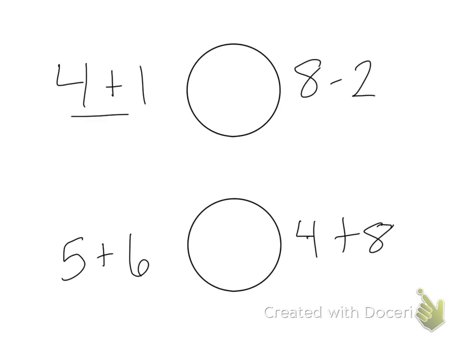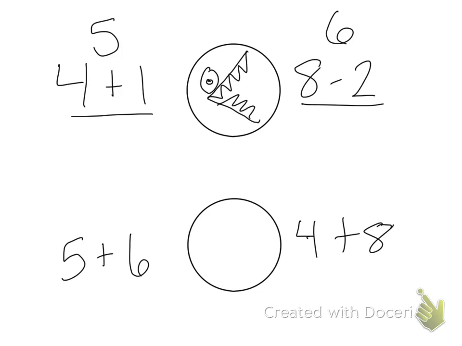I can also do it with equations. So here I have 4 plus 1 and 8 minus 2. Before I can compare them, I have to answer these problems. So 4 plus 1 is 5, and 8 minus 2 is 6. So now I can say that 5 is less than 6. Remember, the teeth of the alligator point towards the bigger number.